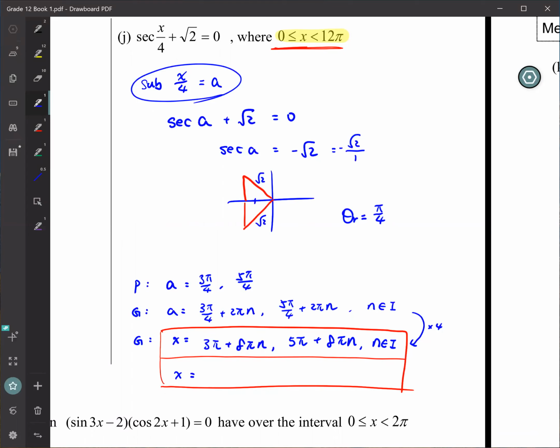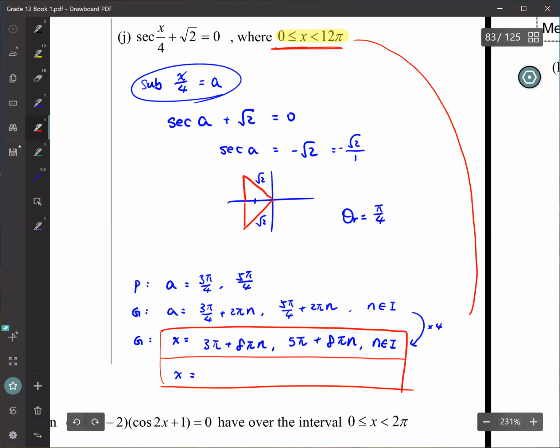So now is the time to look at the domain, right? So we want everything from 0 to 12 pi. So of course, 3 pi will fit, right? Can we fit anything else, Ira? 11 pi? Yeah. Any more? No. Okay, we move on to the second one, Eric. 5 pi.